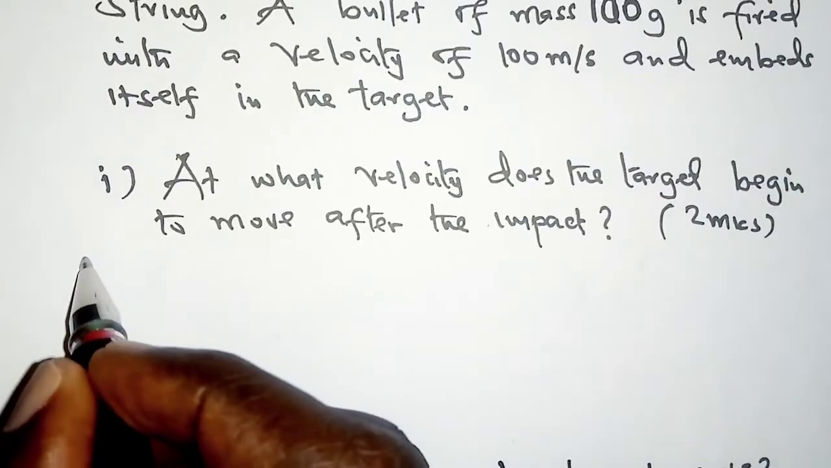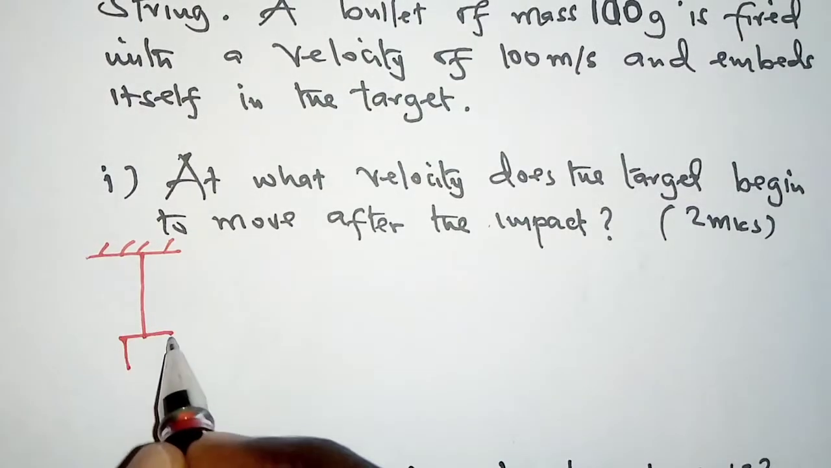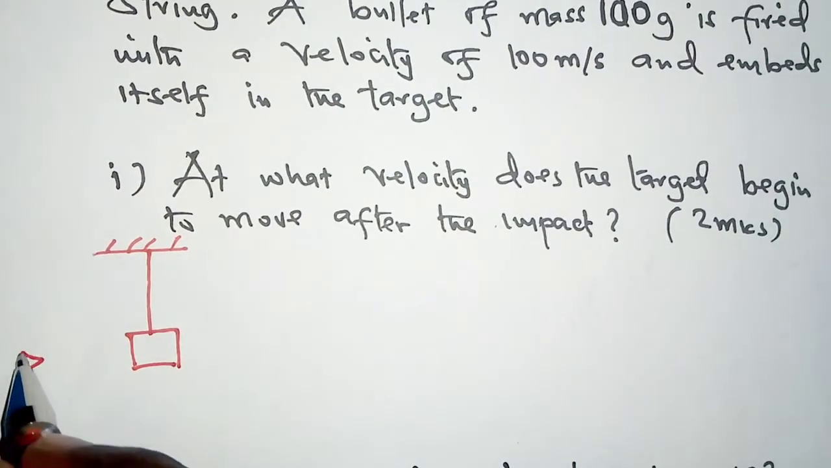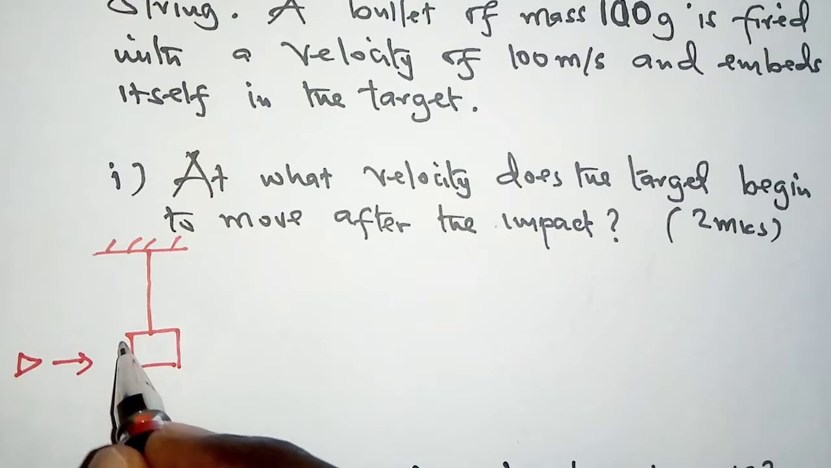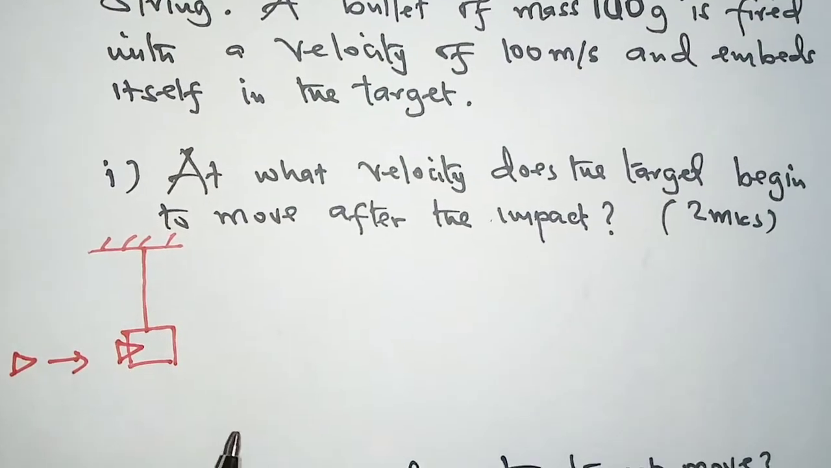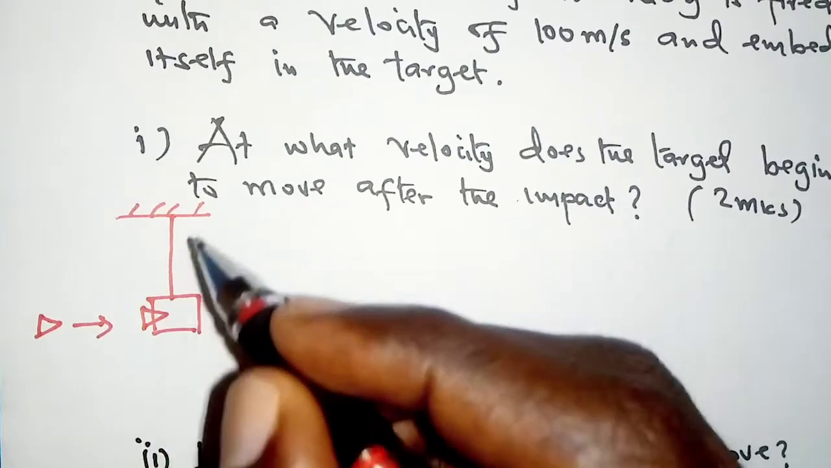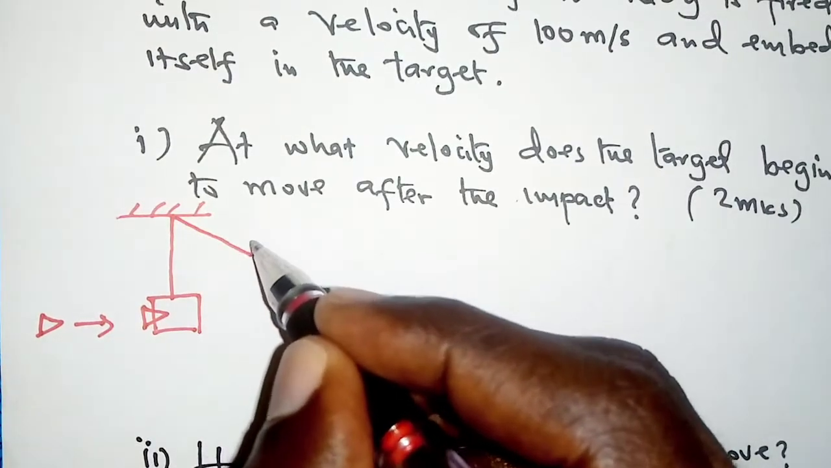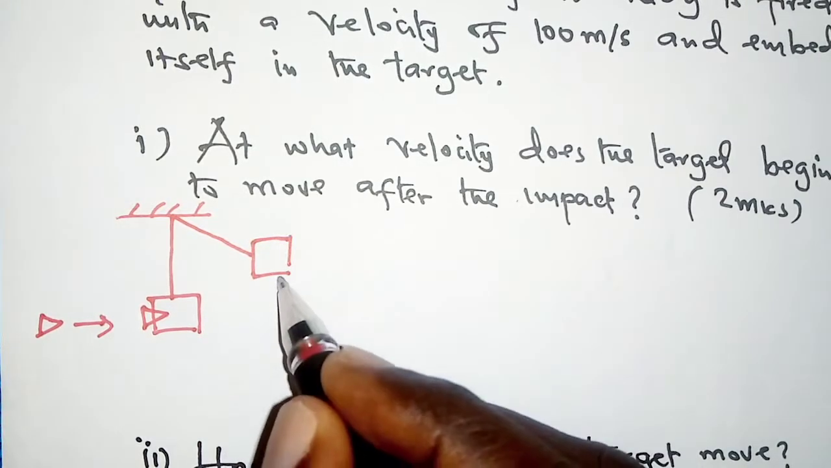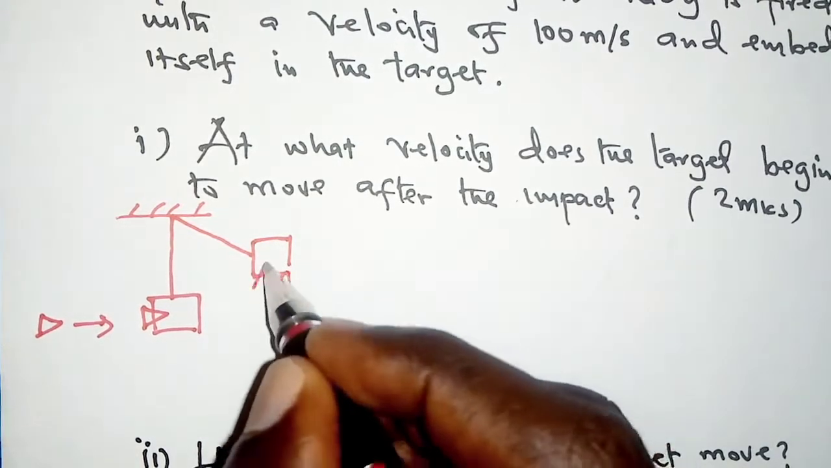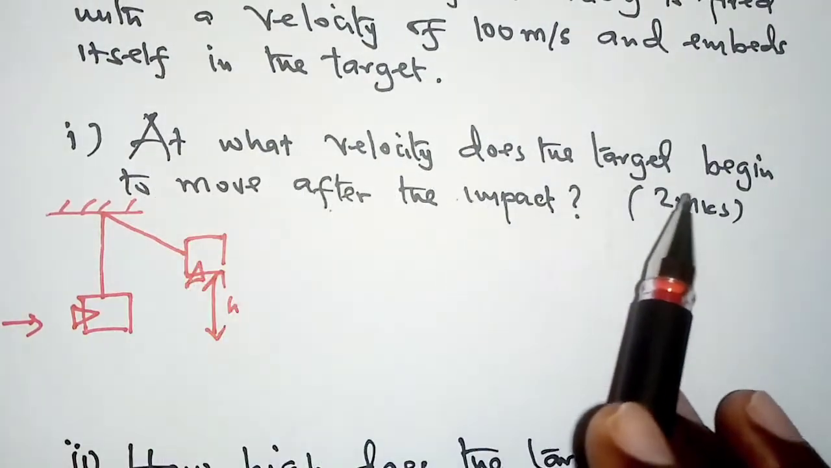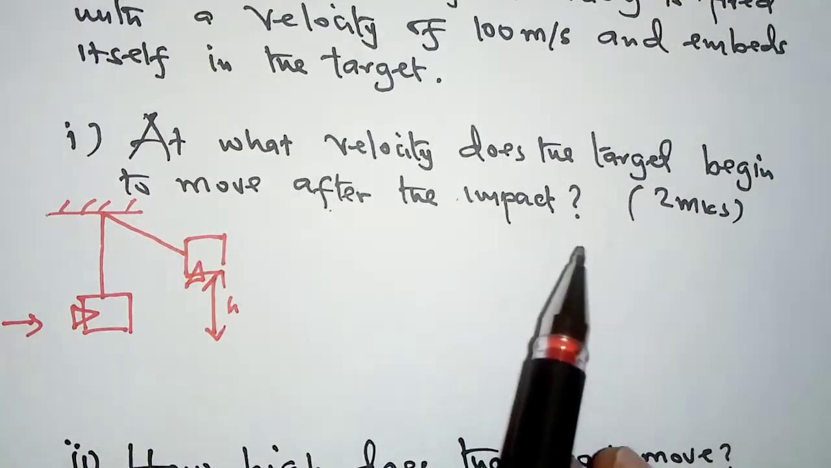We have a block that is suspended as shown there, and then we have a bullet approaching it. The bullet hits it and embeds itself in it. The block and the bullet will move together to some height. So for this first part, we are asked at what velocity does the target begin to move after the impact.